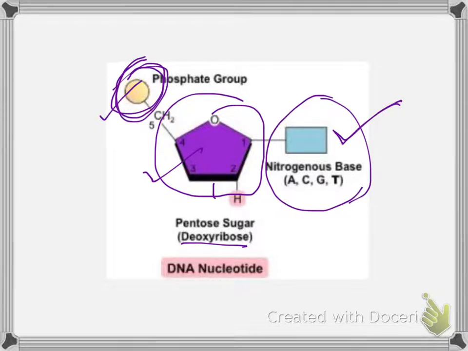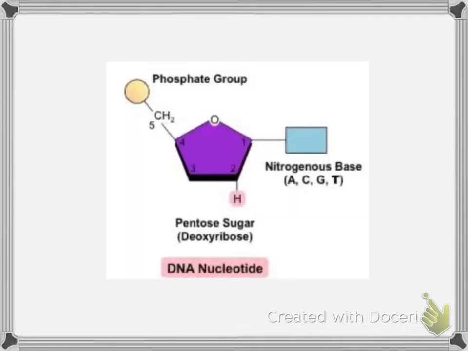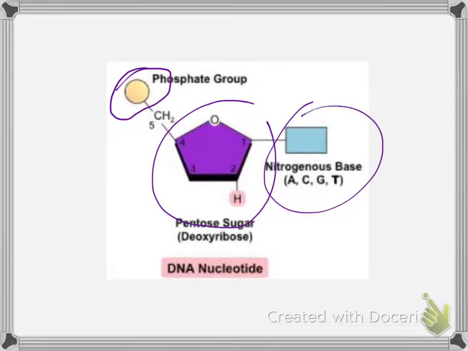Then what is the difference between the nucleotide and nucleoside? If this phosphate group is absent, that is known as nucleoside. So the nucleoside consists of only the pentose sugar and the nitrogenous base. If the phosphate group is absent and it contains only pentose sugar and nitrogenous base, that is known as nucleoside.